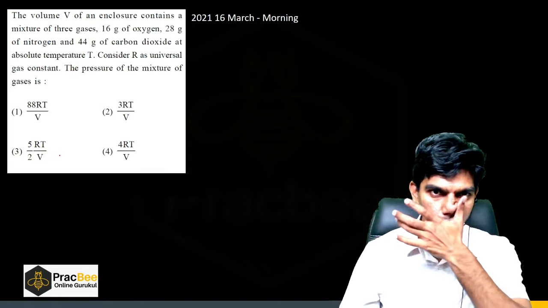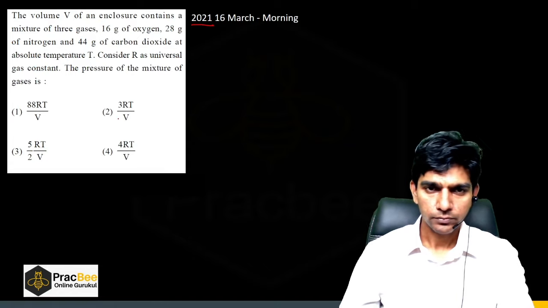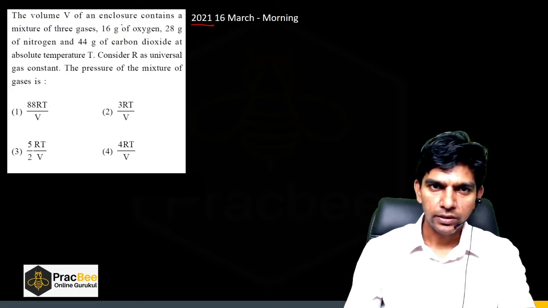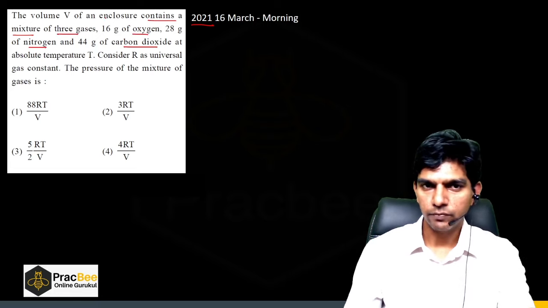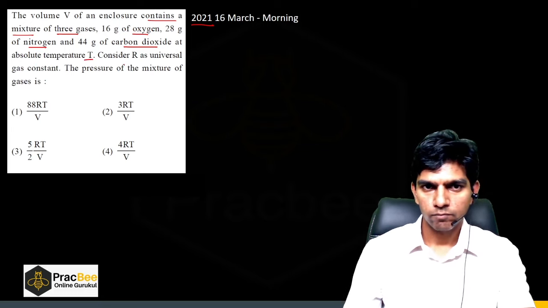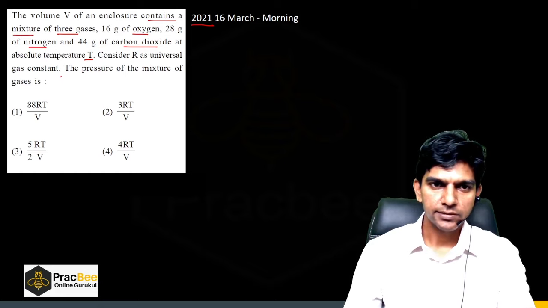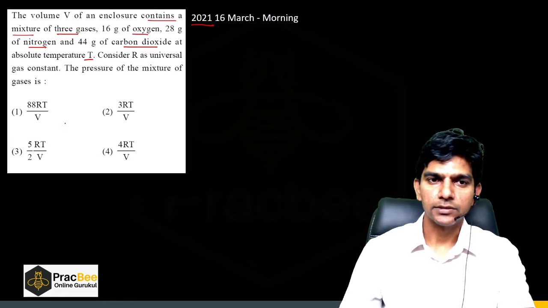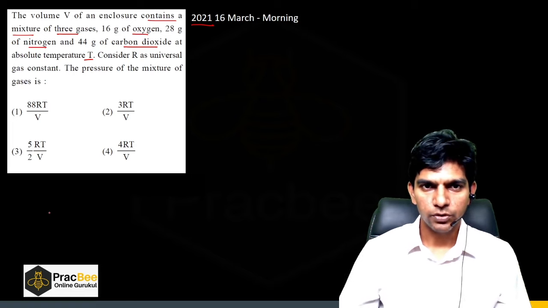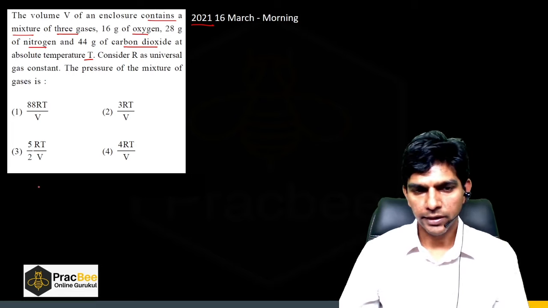Now let us see another question. It came in 2021. Again, pause the video, try to solve this on your own. The volume V of an enclosure contains a mixture of three gases. Oxygen is there, nitrogen is there, carbon dioxide is there, and we have been given the masses at absolute temperature T. Consider R as the universal gas constant, find the pressure of the mixture of the gas.